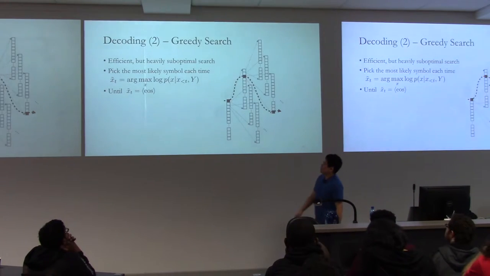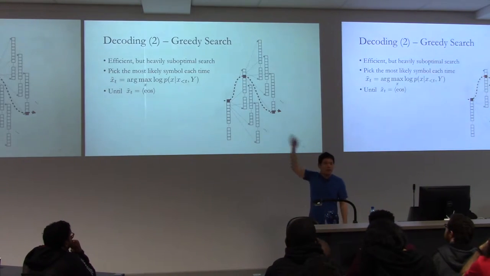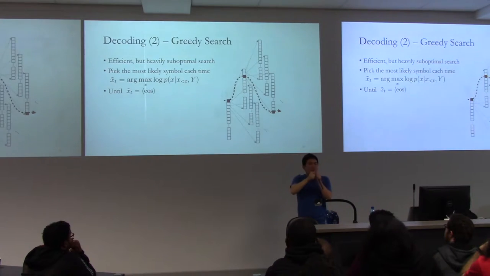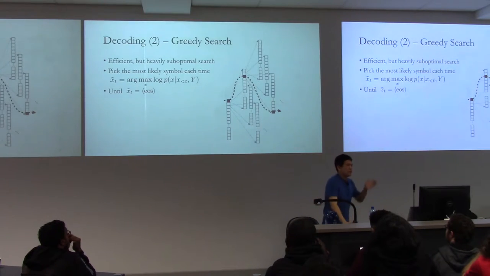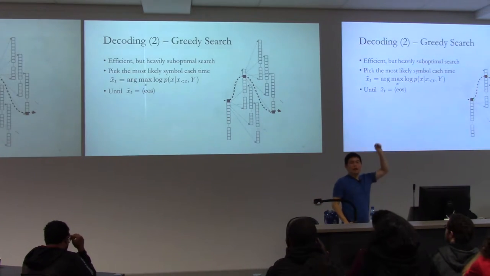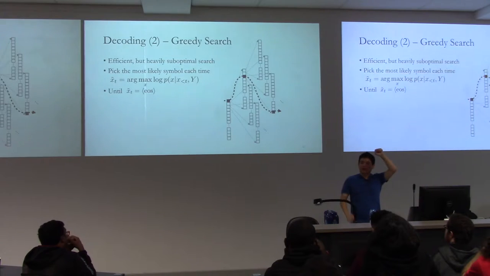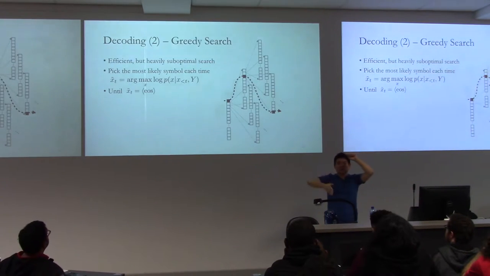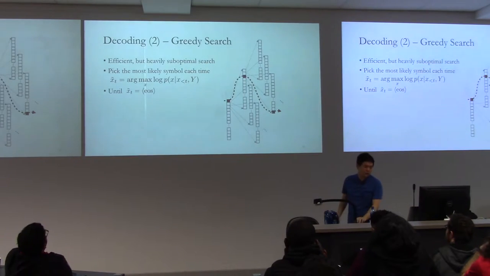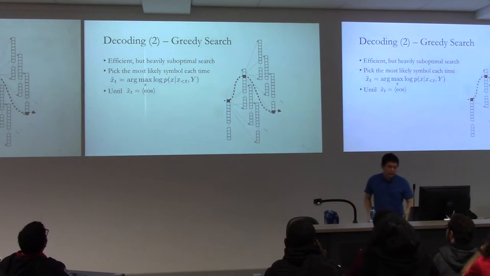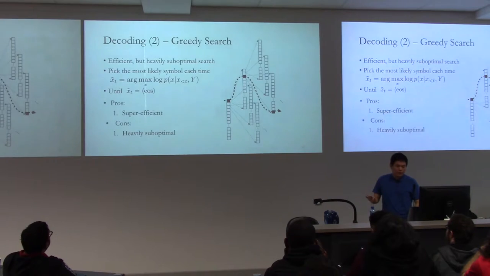So then the one thing you can think of, looking at how the auto-regressive model looks, is: I'm just going to pick at every time step the most likely next token, one at a time, right? Given the source sentence, I'm going to have the distribution over the first token, pick the best one, and then given that, look at the next token distribution, pick the best one, and so on until I pick the end-of-sentence symbol. This is great, this is very, very efficient, except that, as you can guess, it's heavily suboptimal. Why is it suboptimal?